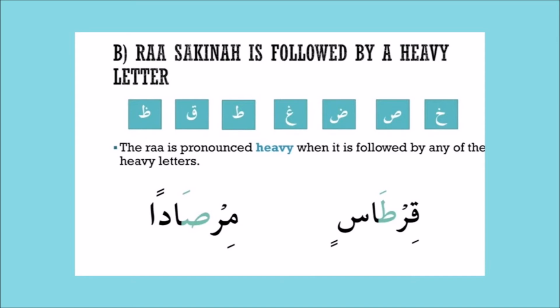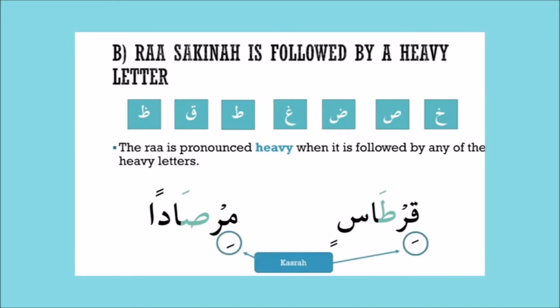The second example is when a Ra sakina is followed by a heavy letter. Now remember what the heavy letters are: Kha, Sad, Dad, Ghain, Ta, Qaf and Dha. The Ra is pronounced heavy when it is followed by any of the heavy letters. So if we look at the 2 examples below, we can see that there is a kasra before the Ra sakinas for the word qirtasin and mirsadan. However, because the Ra sakina is followed by a heavy letter, we will be reading the Ra sakina heavy. So it would be qirtasin, mirsadan.